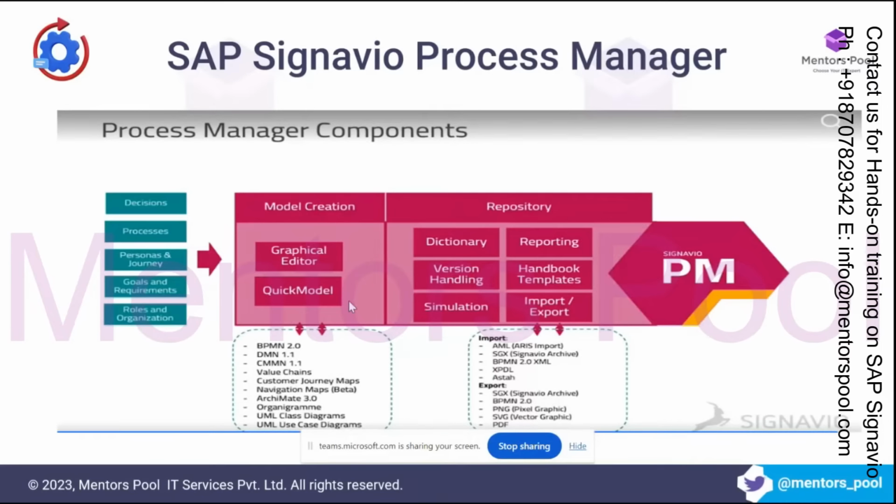Second is the repository. It acts as a model creator and also as a repository where we can hold whatever things we have done. It handles a dictionary, which is a kind of repository for all our reusable components. We have reporting tools, a simulation feature, and import and export features.